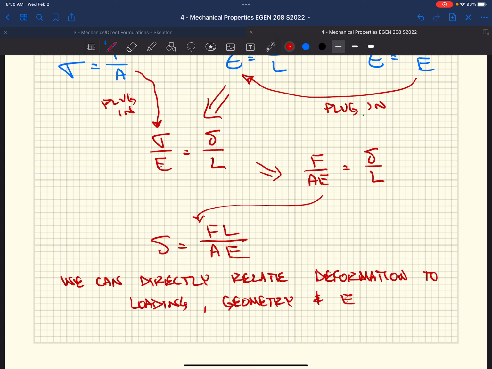This will become incredibly useful shortly in this class when we start talking about axial deformation of members. We can figure out, based on the applied load, what the geometry of our element is and what the material properties are.